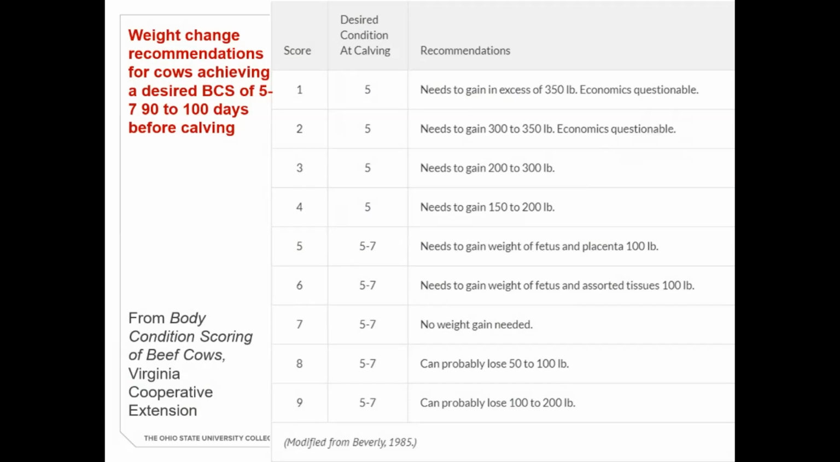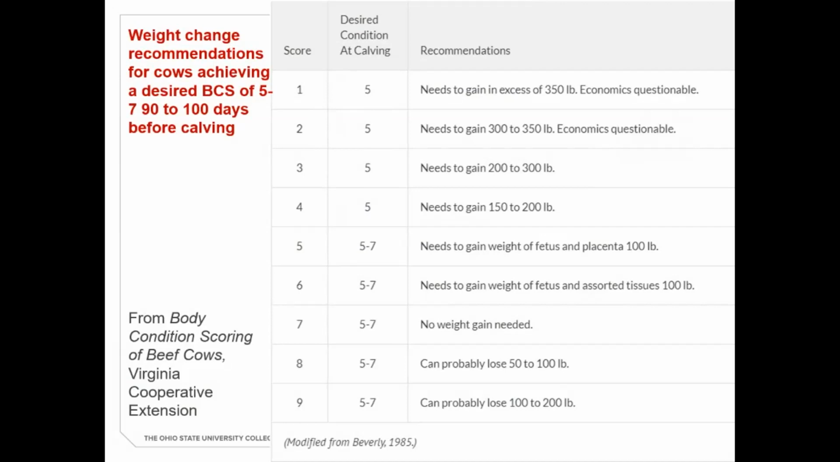In cattle, in order to get from a BCS of 1 to the desired 5 at calving, a cow would need to gain an additional 350 pounds, which is not likely feasible 90 to 100 days prepartum. To go from a BCS of 4 to 5 at calving, with the same time range, a cow would need to gain 150 to 200 pounds.